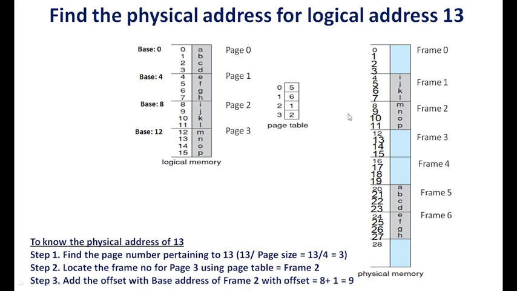Now what is finally needed is to add the offset to 8 to get the exact physical address, because the base address of the frame is only the starting address, but what you need is the exact address. For that you just add the offset. You can use the formula for calculating the offset. Take the logical address and divide it by the page size; the remainder, 1, is the offset. You just add that to the base address of the frame which you found earlier. So add 1 to 8. What you get as a result is the physical address.